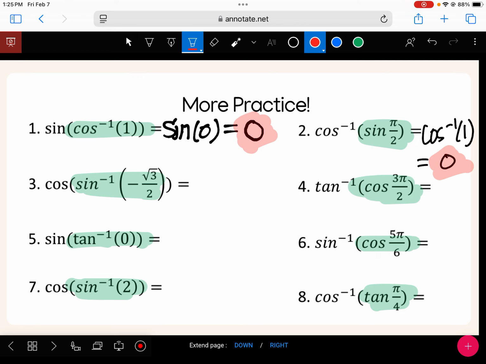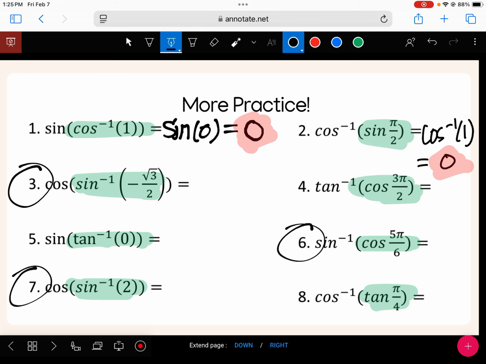So we're going to prioritize the ones that don't have tangent, that's understandable. So 3, 6, and 7. Do those. And we'll have 4, 5, and 8.